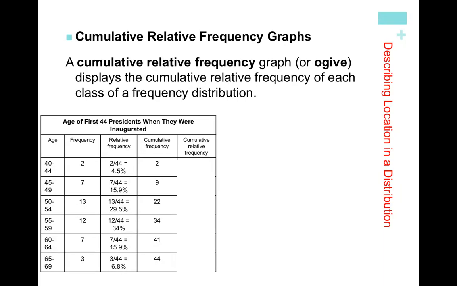So then your cumulative relative frequency is just the cumulative frequency divided by 44. So 2 out of 44, 9 out of 44, and so on. So the very bottom, you should be at 100% because you've got everyone in the group accounted for.